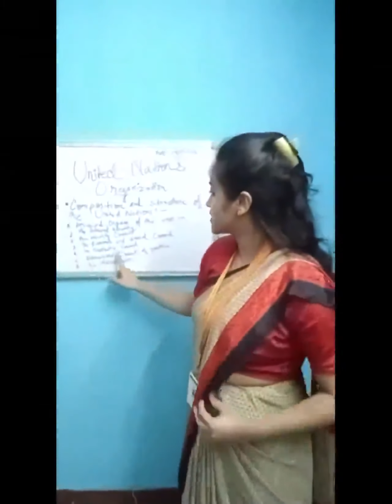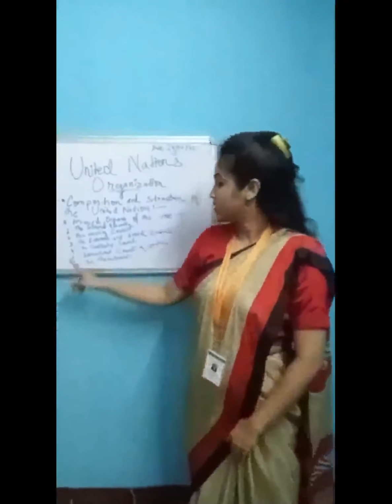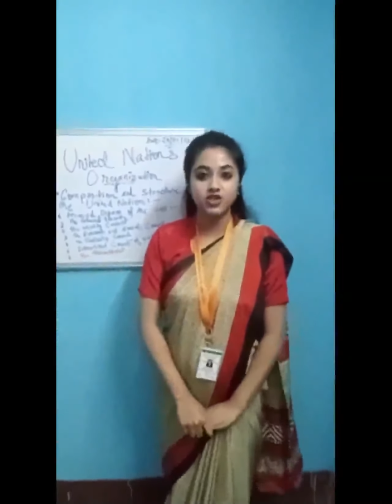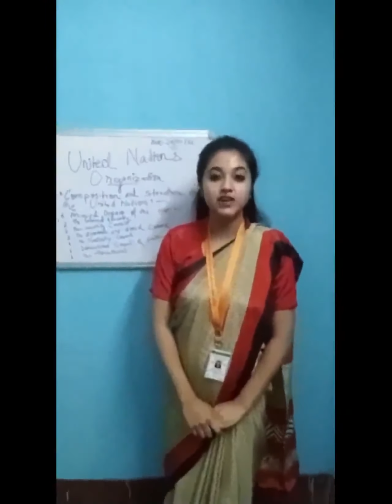Fourth point is our Trusteeship Council. The Trusteeship Council was formed to help the people to earn their independence from the colonial rule. The fifth point is International Court of Justice. The International Court of Justice is the judicial organ of the United Nations. It is composed of 15 judges for 9 years elected by the General Assembly.